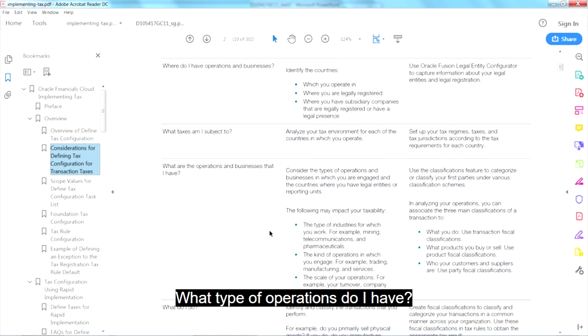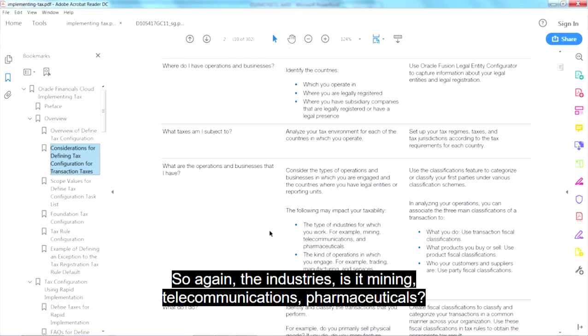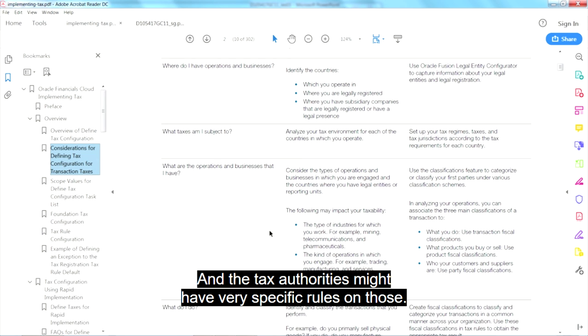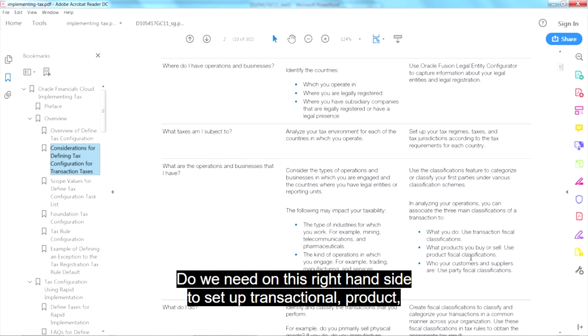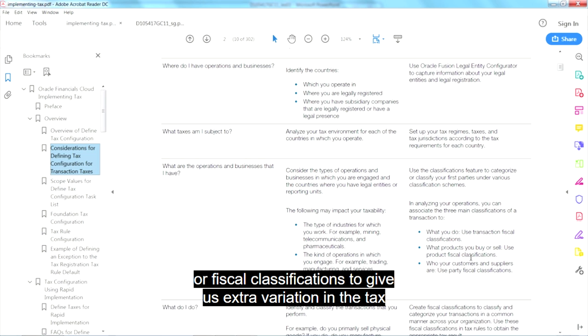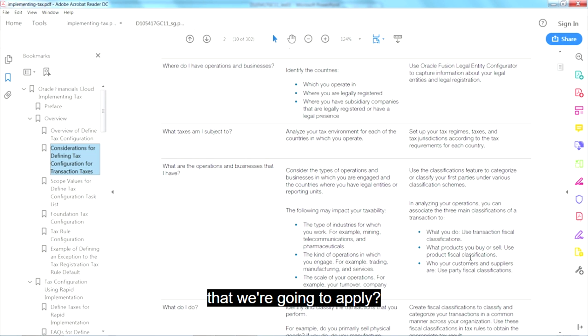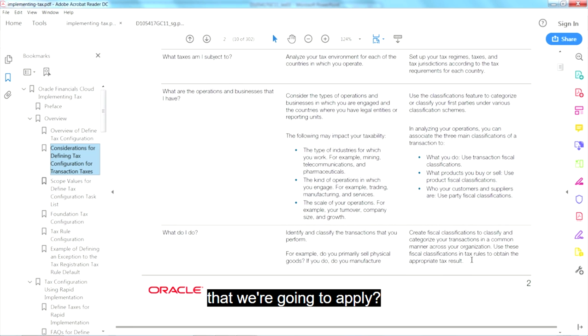What type of operations do I have? So again, the industries, is it mining, telecommunications, pharmaceuticals? And the tax authorities might have very specific rules on those. And again, it will drive whether we need to do more than the foundation. Do we need on this right-hand side to set up transactional, product or fiscal classifications to give us extra variation in the tax that we're going to apply? And ultimately, look, what do I do?